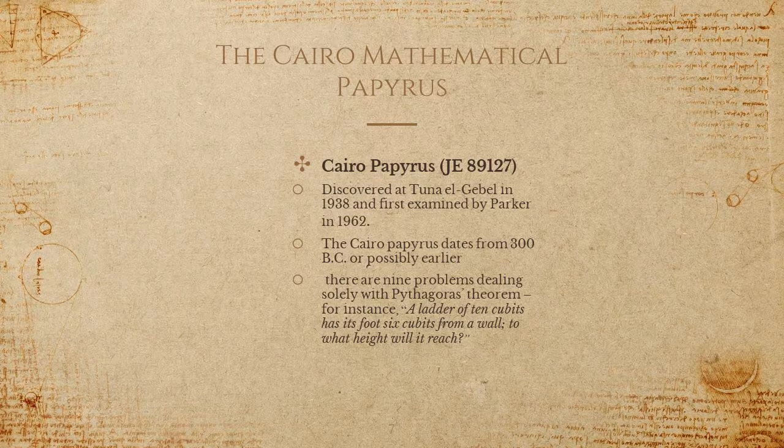The Cairo Mathematical Papyrus. The Cairo Papyrus was discovered at Tuna el-Gebel in 1938 and first examined by Parker in 1962. The Cairo Papyrus dates from 300 BC or possibly earlier. In the Cairo Papyrus, there are 9 problems dealing solely with Pythagoras' theorem. For instance, a ladder of 10 cubits has its foot 6 cubits from a wall. To what height will it reach?